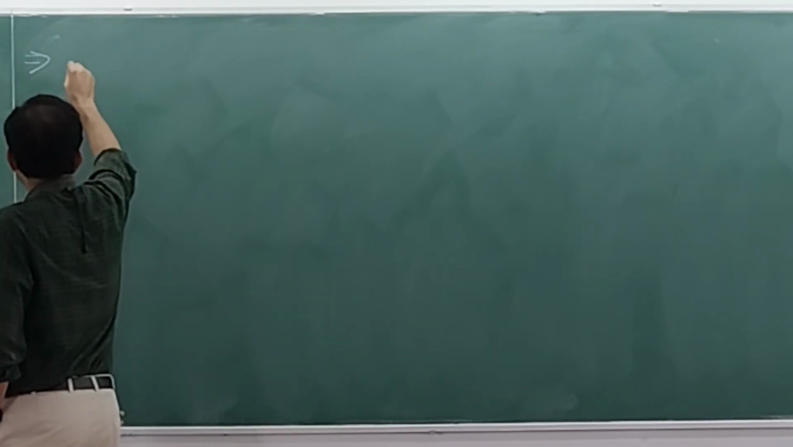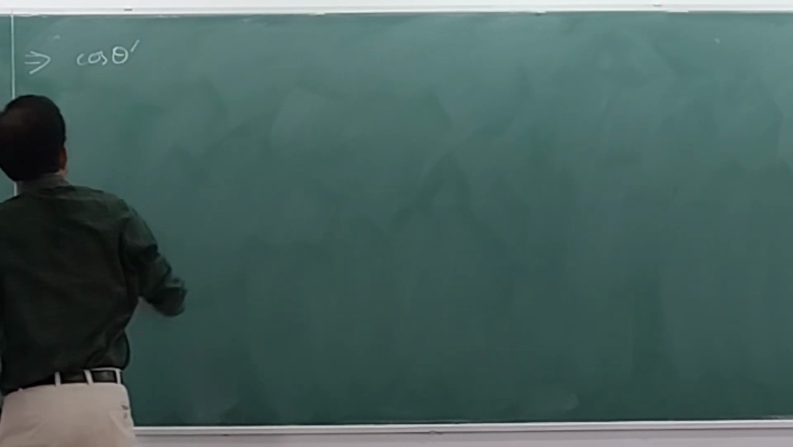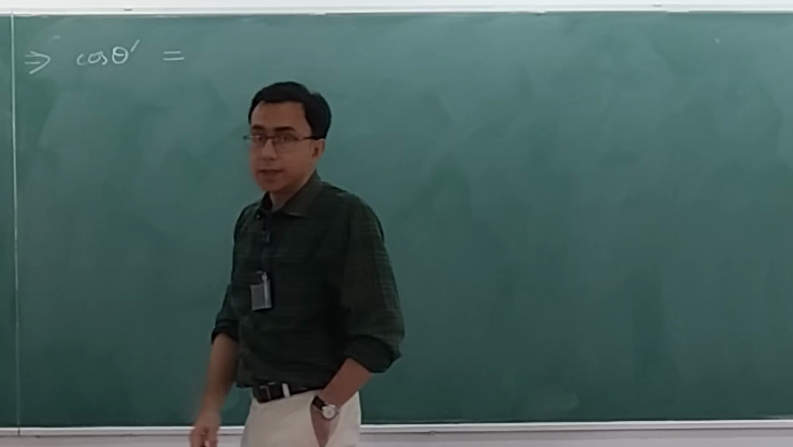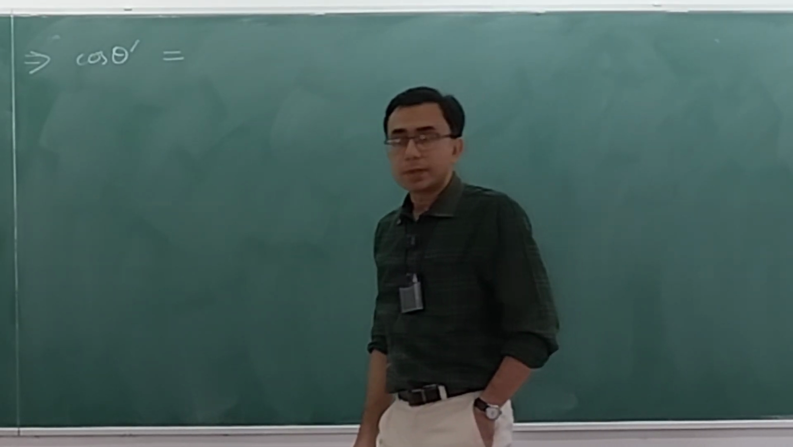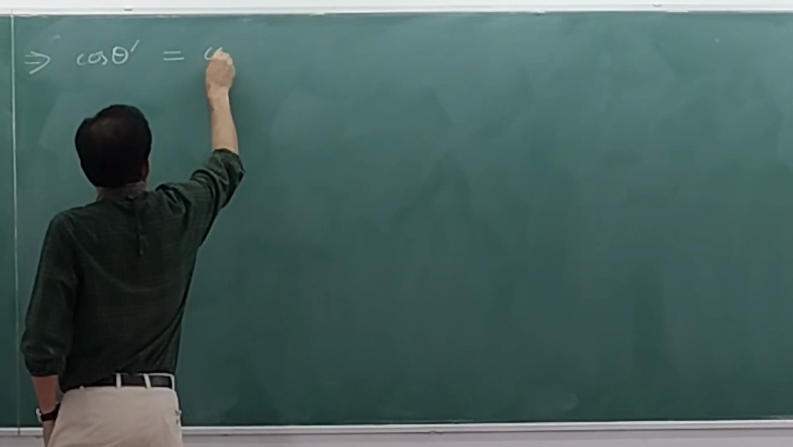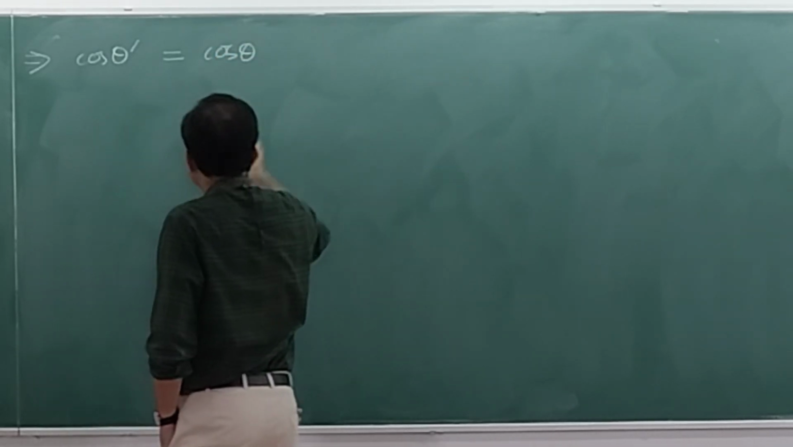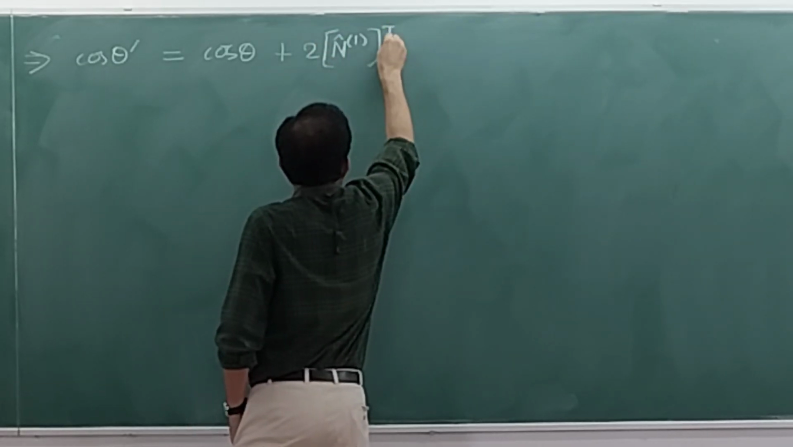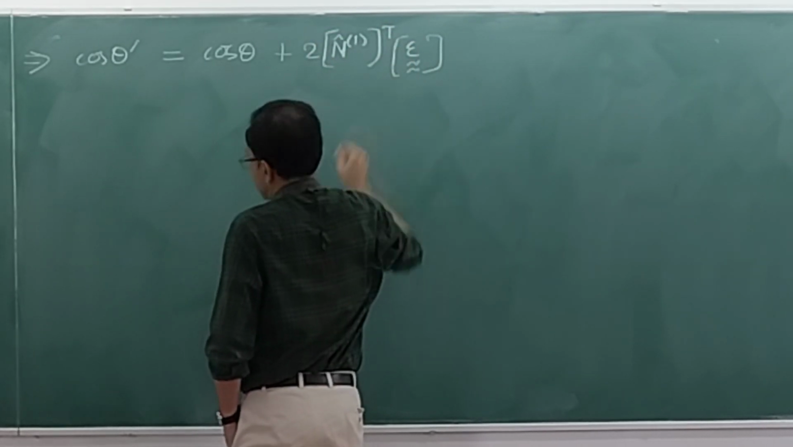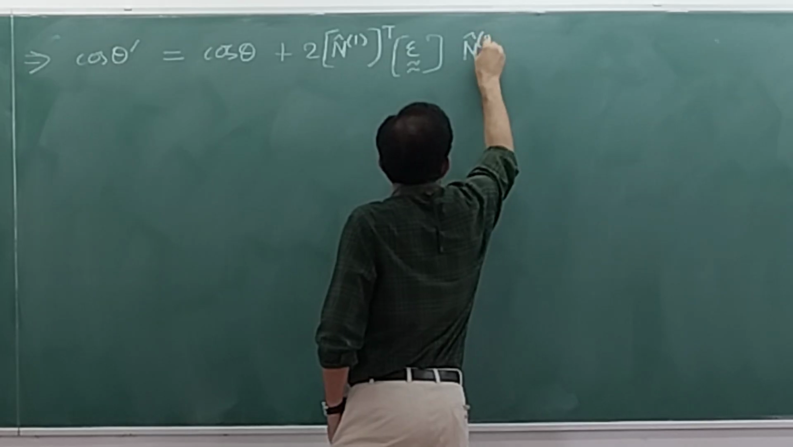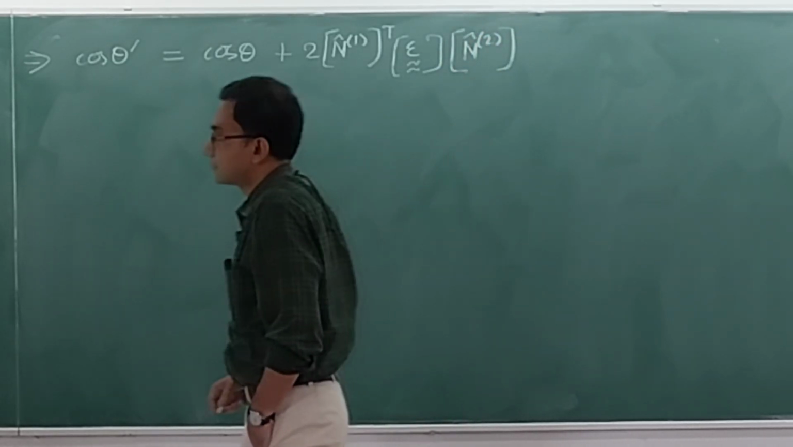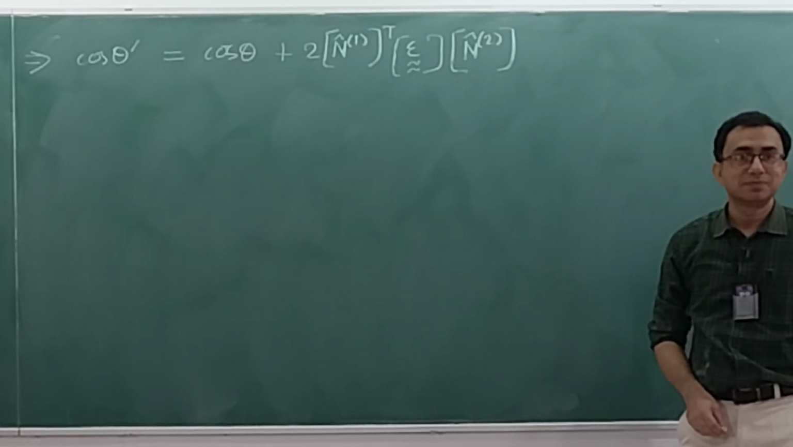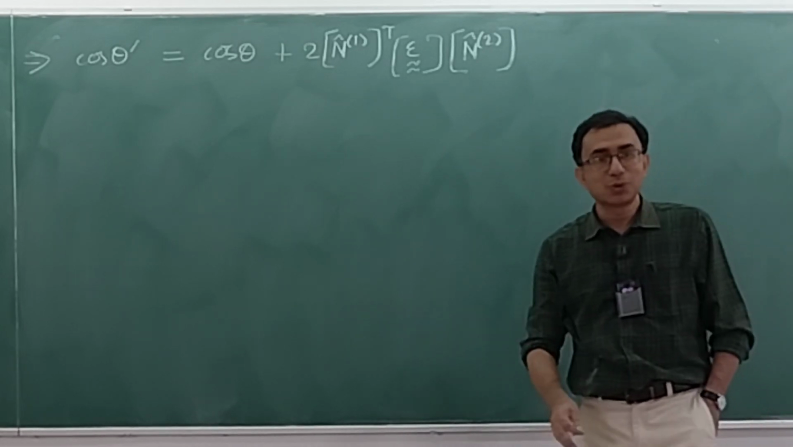So you are going to get a cos theta dash. On the right hand side, that capital N1 dotted with n2, what is that? That is just cos theta. Plus... now do you recognize how the shear strain will come? How? No, nothing like that. Not so much manipulation.